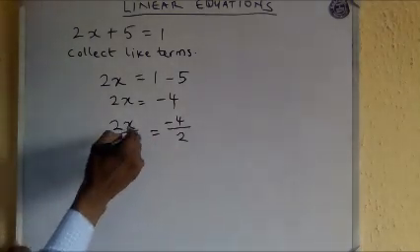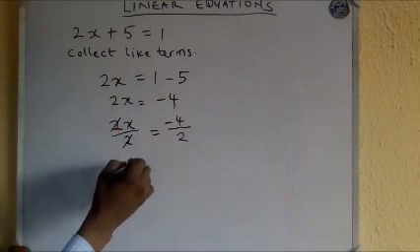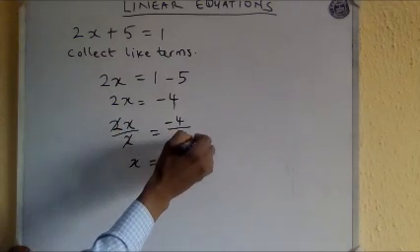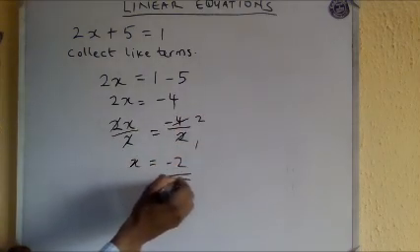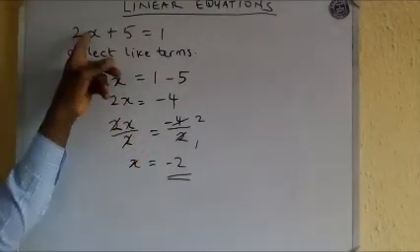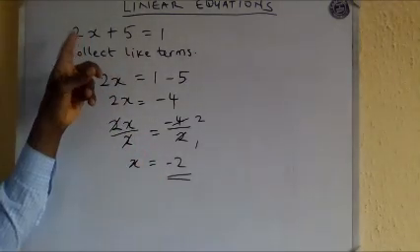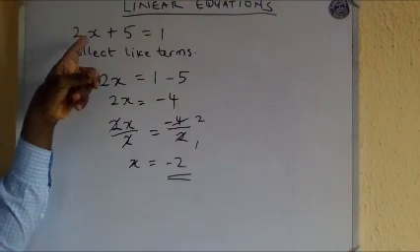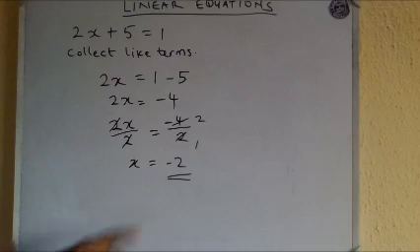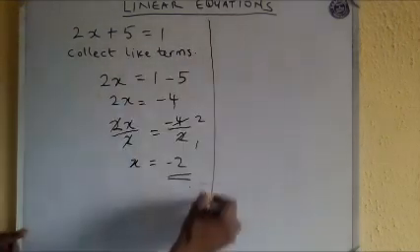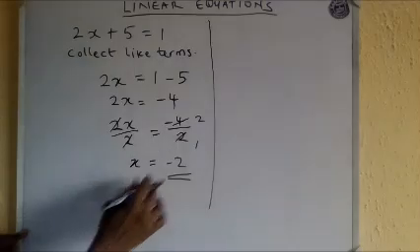All right, so we cancel 2. I have x is equal to minus 4 over 2, which is minus 2. So x is minus 2. I defined the solution of a linear equation as the value of the variable that makes the two sides equal. So we're going to check whether what we have done is correct.